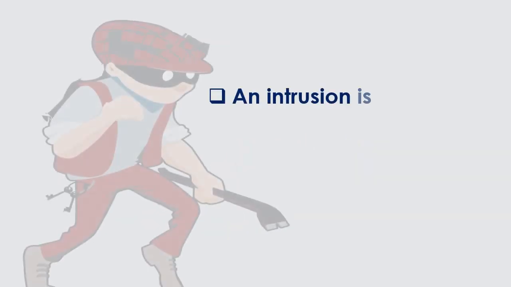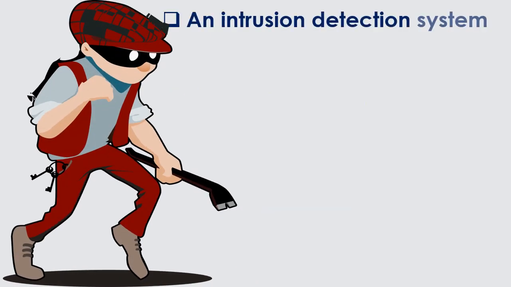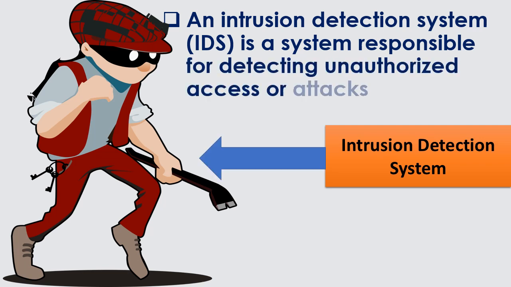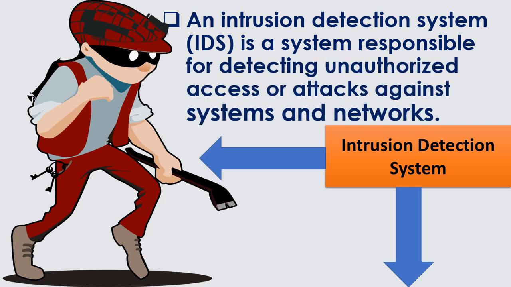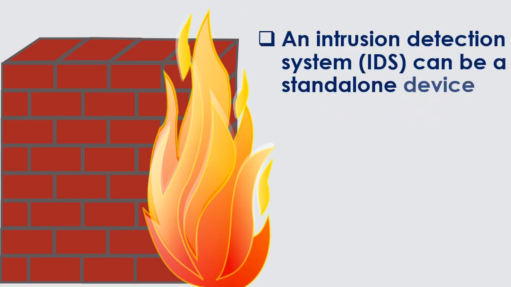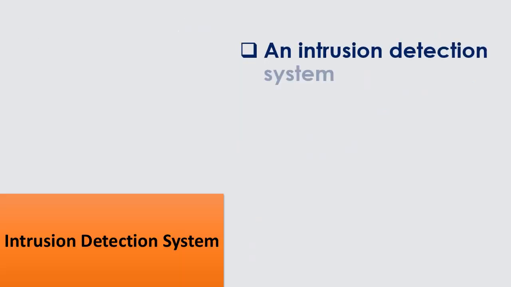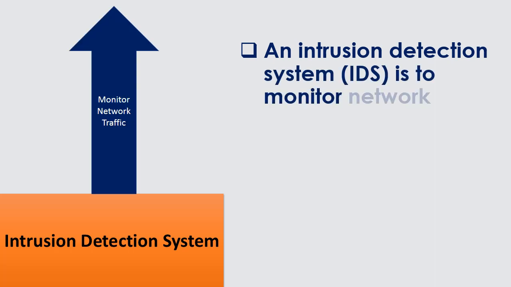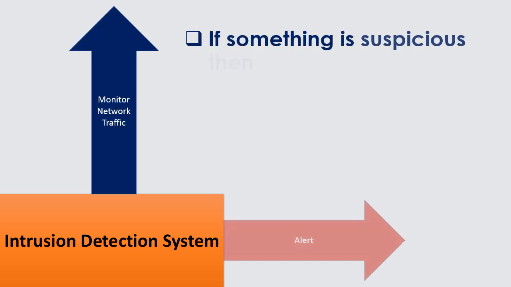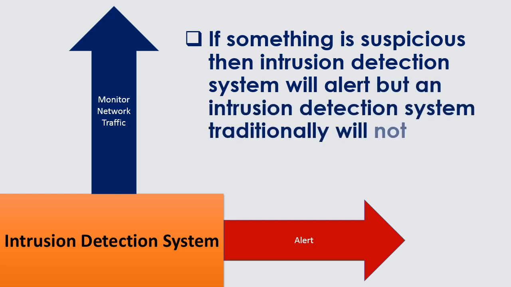An intrusion is a violation of security policy. An intrusion detection system, IDS, is a system responsible for detecting unauthorized access or attacks against systems and networks. An IDS can be a standalone device or exist as functionality within a firewall. An IDS monitors network traffic and/or compares file hashes. If something is suspicious, the IDS will alert, but an IDS traditionally will not actively act to prevent the threat.